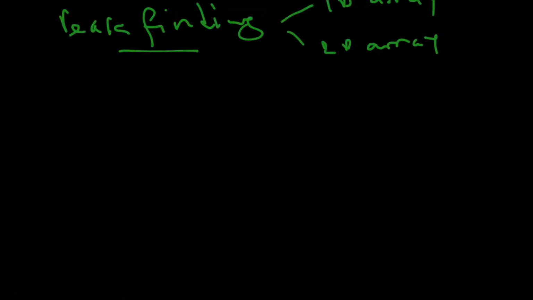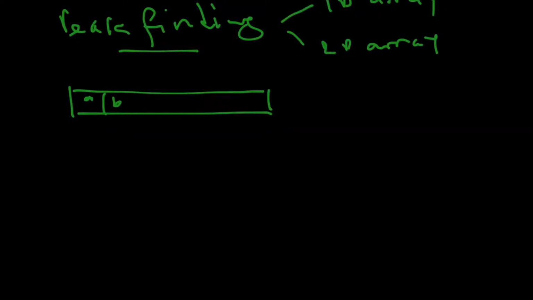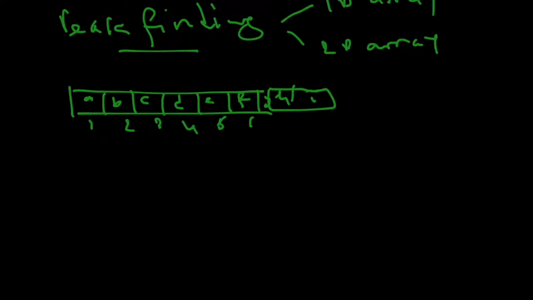Let's say we have the following array that has elements A, B, C, D, E, F, G, H, I, and these have the following indexes. I'm just indexing from one, that's just for demonstration, so don't worry about that. And let's say we want to find the peak.